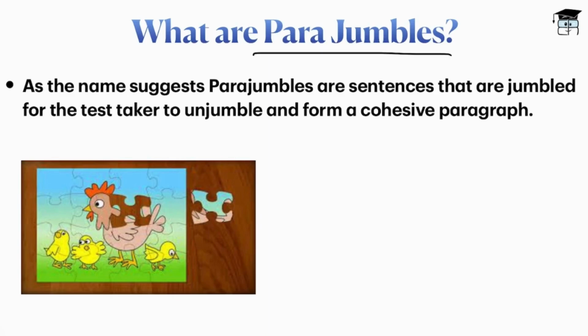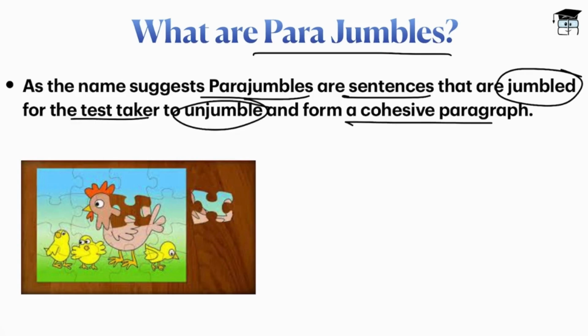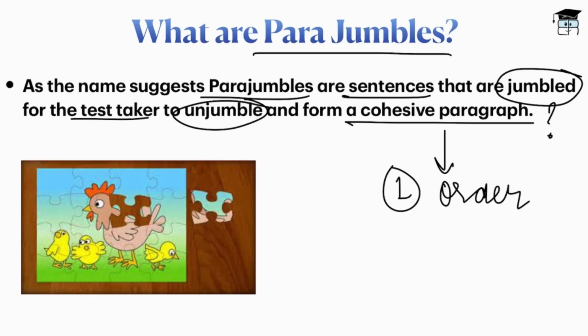Now as the name suggests, para-jumbles are sentences that are jumbled for the test taker to unjumble and form a cohesive paragraph. That means we'll be provided with some sentences and we have to unjumble them and form a cohesive paragraph, right? But what is a cohesive paragraph? Now it stands for two major keywords. First being order and the second being meaning.